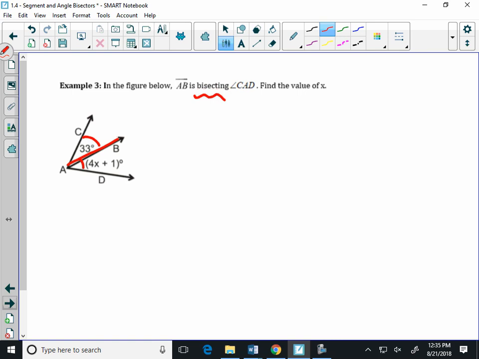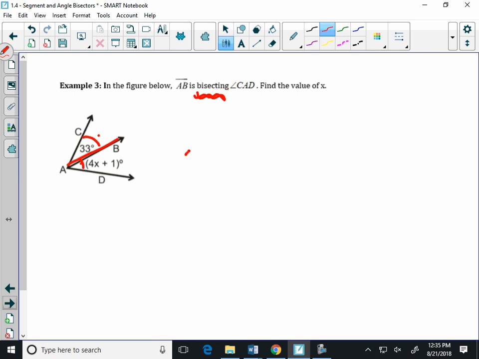Chris, what can we do to set up this problem? We know we have a bisector. Okay? This red is bisecting this big angle. We just said that's creating two congruent angles. So what can we do? How can we set up the equation to solve? Good.